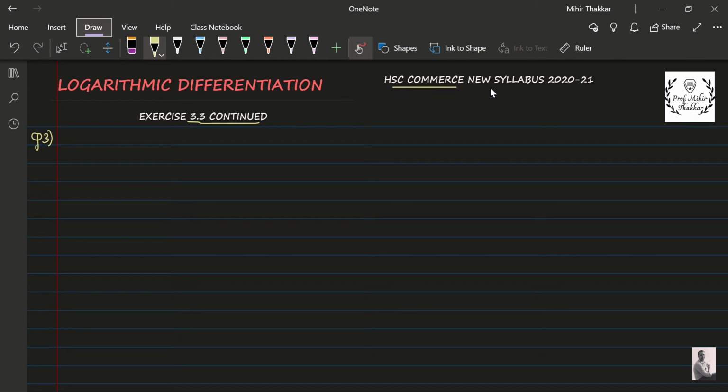Exercise 3.3, the continued part of the 12th Commerce new syllabus, the board book that has been issued by the government. Question number 3 today has asked us to find the value of dy by dx. Before we start, I'd like to inform you something.